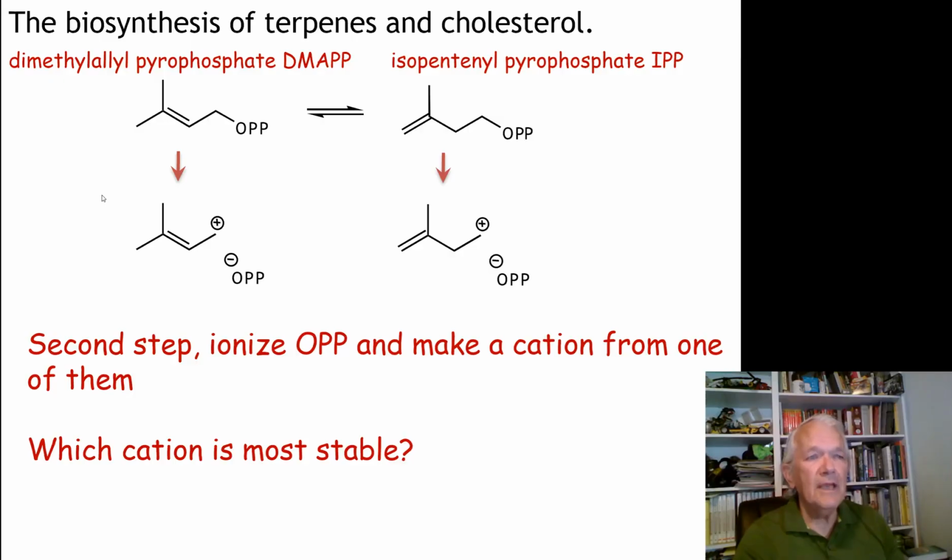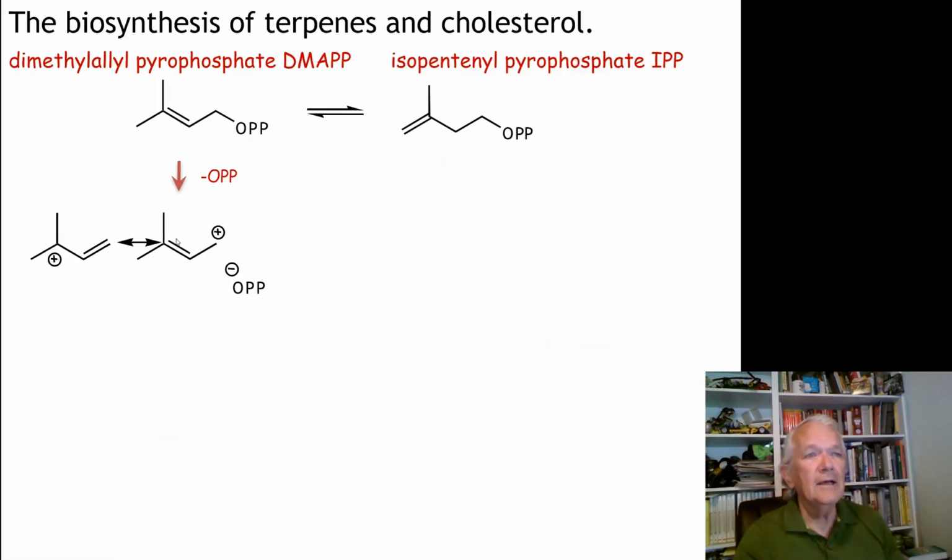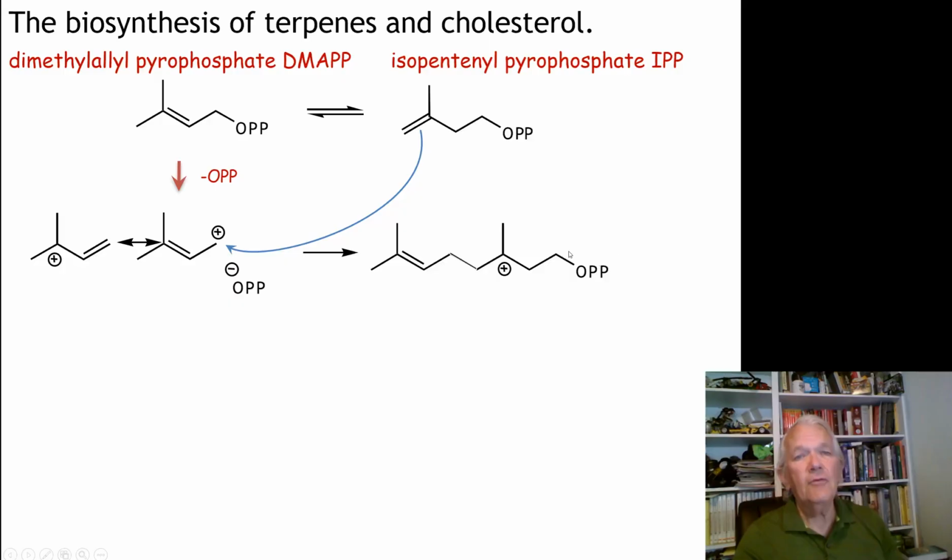Which cation is most stable? Well, the cation which is more stable, again, of course, is the conjugated cation. So this first one is more stable, and so we're going now to use this in chemistry. So we did this isomerization. We're going to take another molecule, ionize it, and then the first isomerization is going to attack that cation, and it's going to form a carbon-carbon bond, and it forms a new cation.